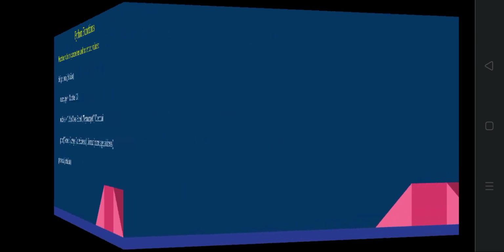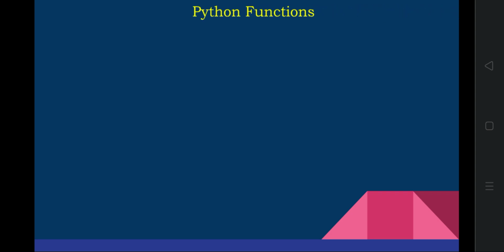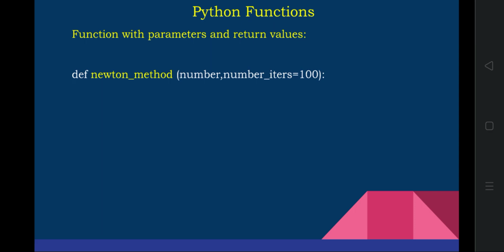Let us see another example where we have function parameters as well as return values. I have taken the example of the square root program we did in the practical classes. So def is the function definition, newton_method is the function name, and then within the brackets we have number, comma, number of iters, the number of iterations, equal to 100. Now these two are the function parameters. They are defined using the function parameters.